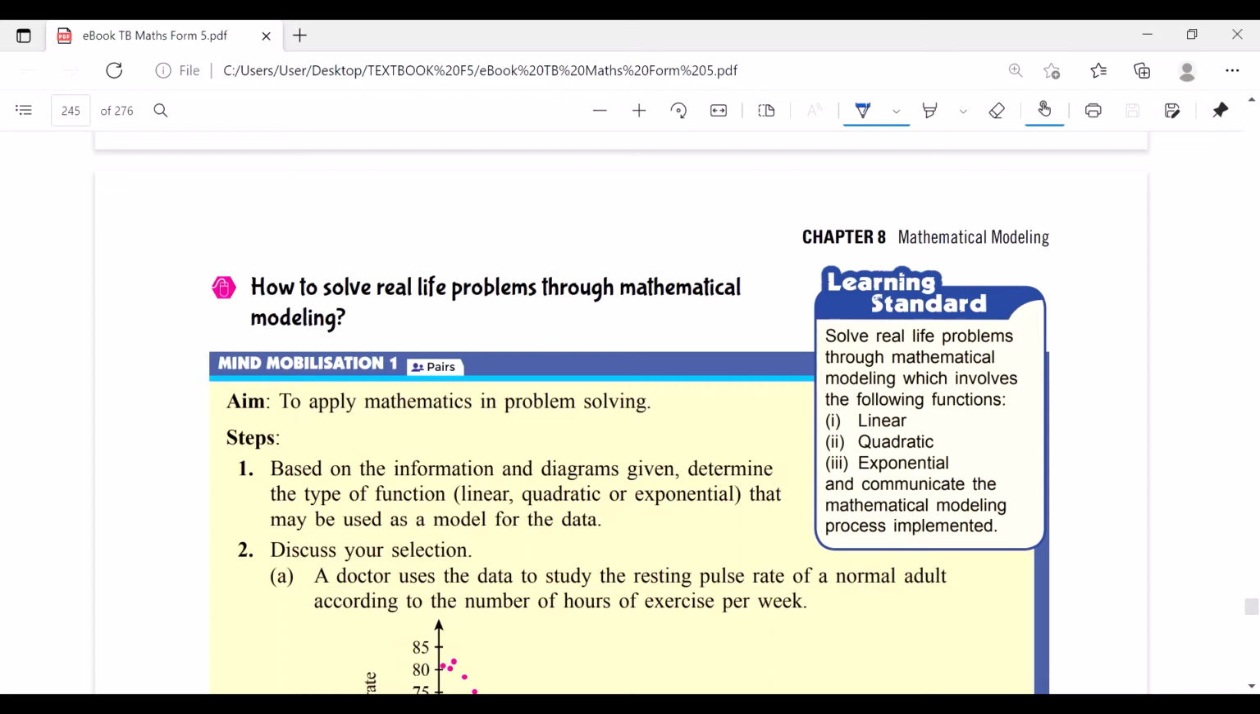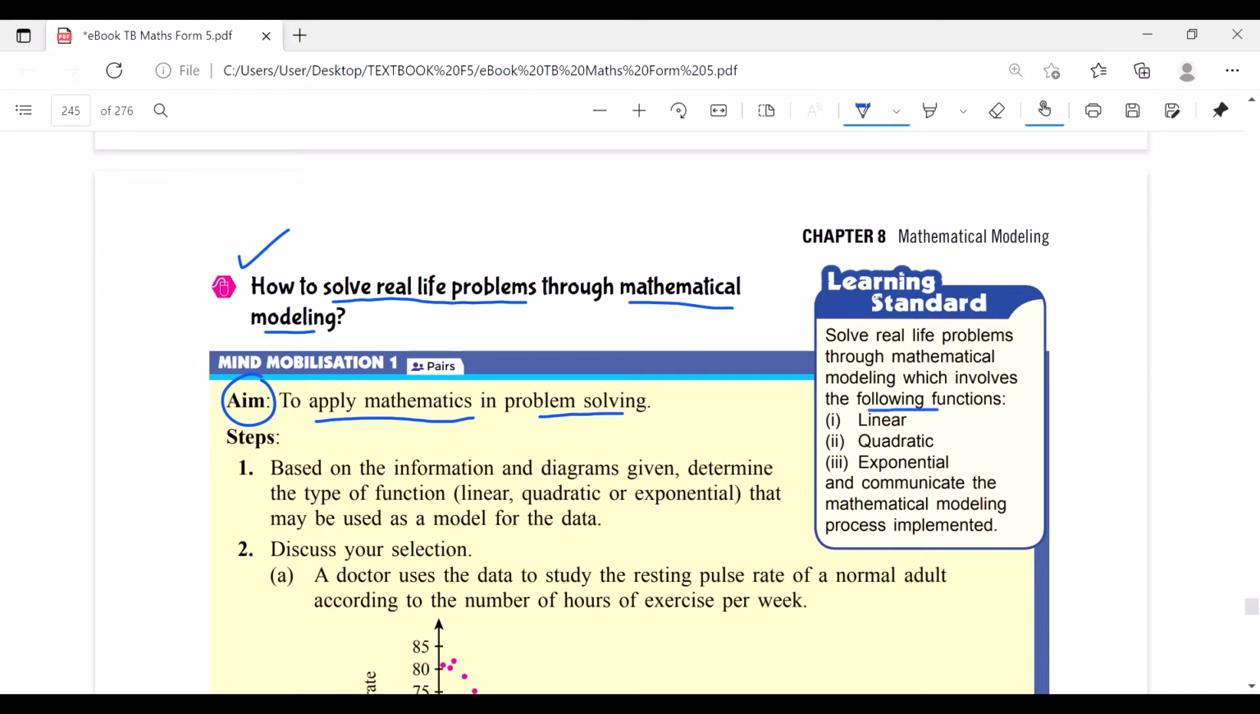So today we will do how to solve real life problems through mathematical modeling. Our aim for today is we'll apply mathematics in problem solving. Here you'll get the following function. Your mathematical modeling will involve the following function.